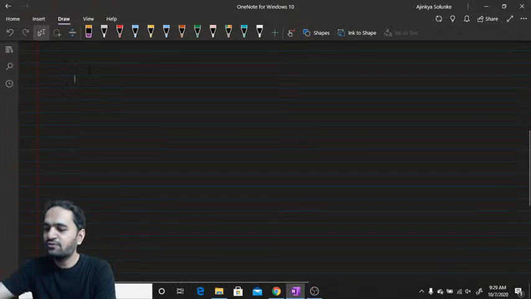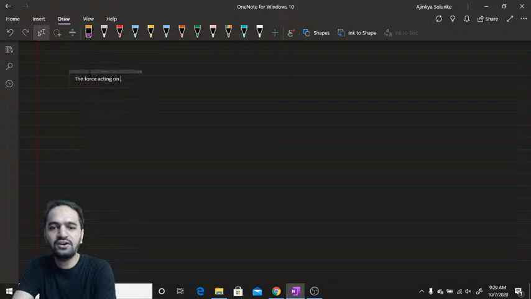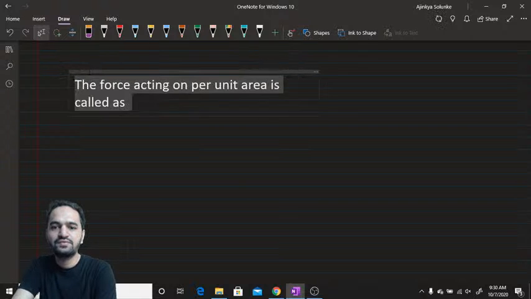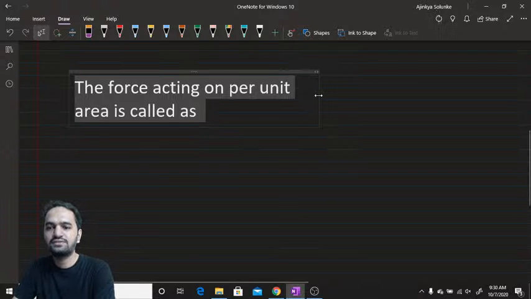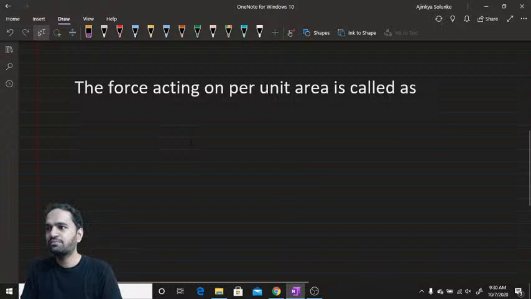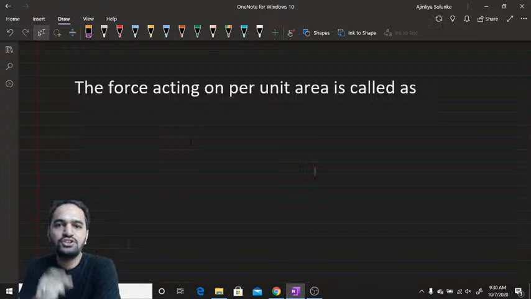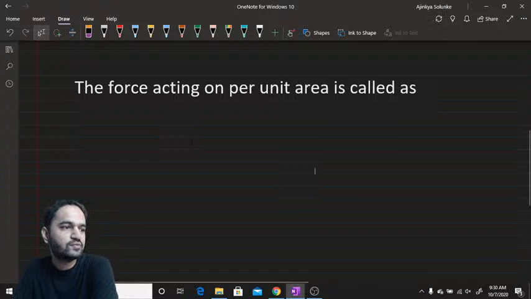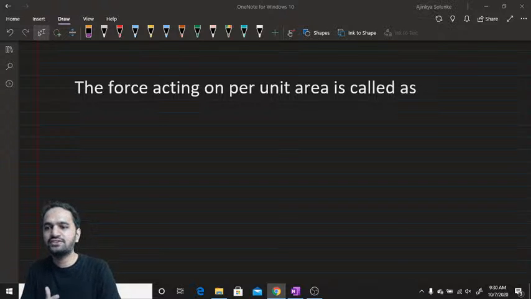Now, I want you to answer the second question. The force acting on per unit area is called as. Give me the answer fast in the chat box. You can use that chat option. You can write the answers in that particular chat and respond to the questions which are being asked. The force acting on per unit area is called as.